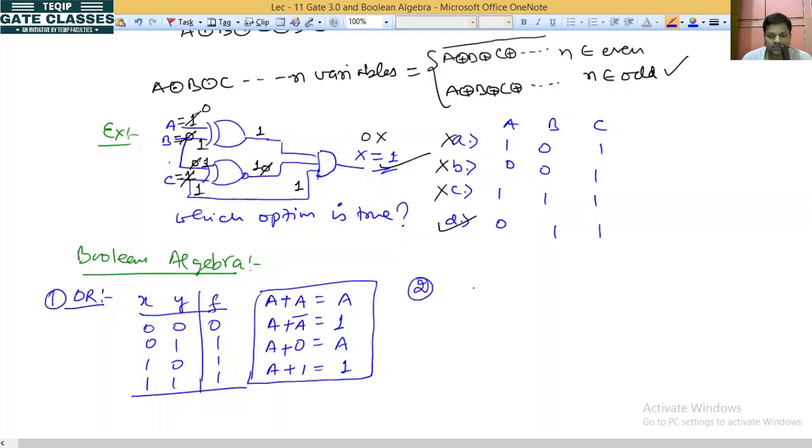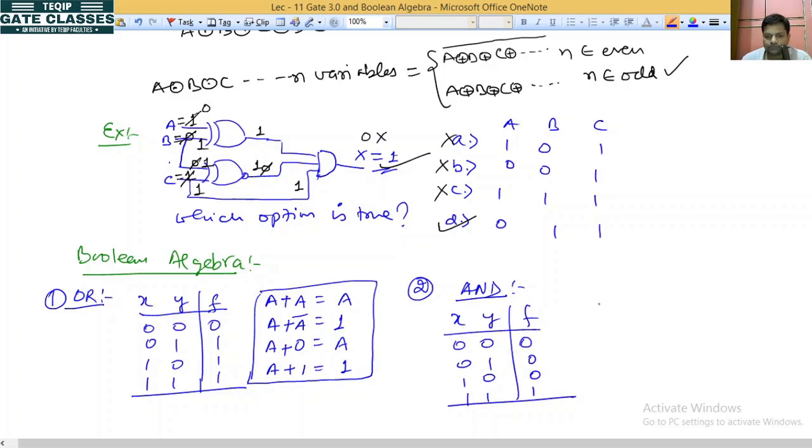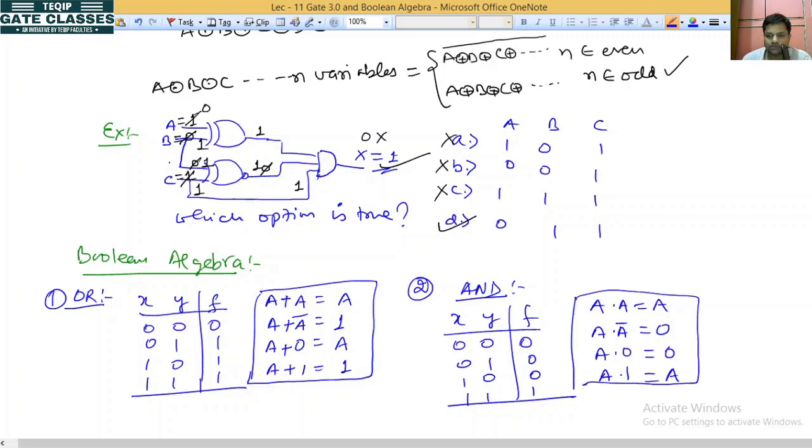Now the second is AND gate. We have studied. So if you talk about AND gate, then the truth table of AND gate, with inputs 0 0, 0 1, 1 0, 1 1, will be 0 0 0 1. Okay na? So A into A bar, A into 0, A into 1. So it will be A. This one will be 0, this one will be 0, and this one will be A only. Okay na? We have studied earlier.